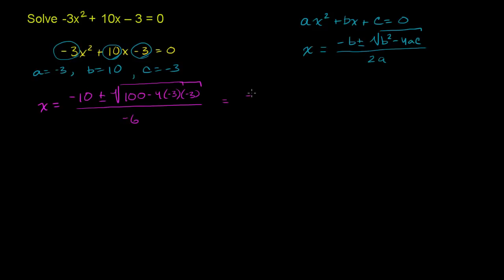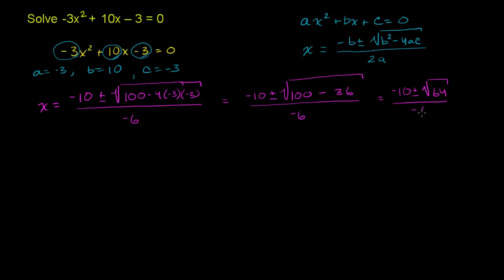So this is going to be equal to negative 10 plus or minus the square root of 100 minus, well, negative 3 times negative 3 is positive 9. Positive 9 times 4 is positive 36. We have a minus sign out here. So minus 36, all of that over negative 6. 100 minus 36 is 64. So negative 10 plus or minus the square root of 64, all of that over negative 6. The principal square root of 64 is 8, but we're taking the positive and negative square root. So this is negative 10 plus or minus 8 over negative 6.